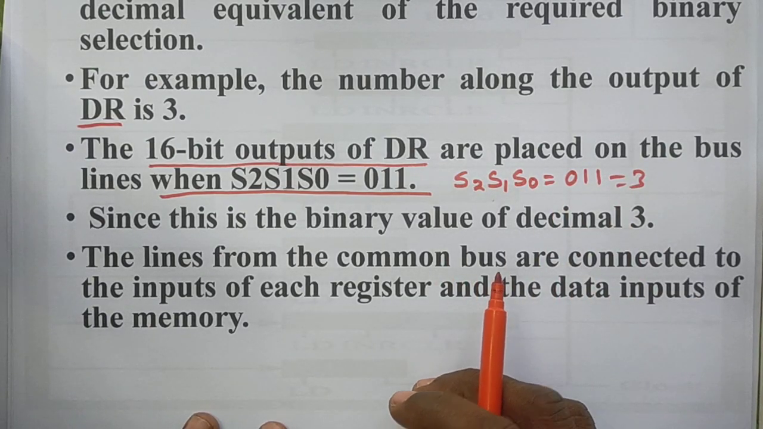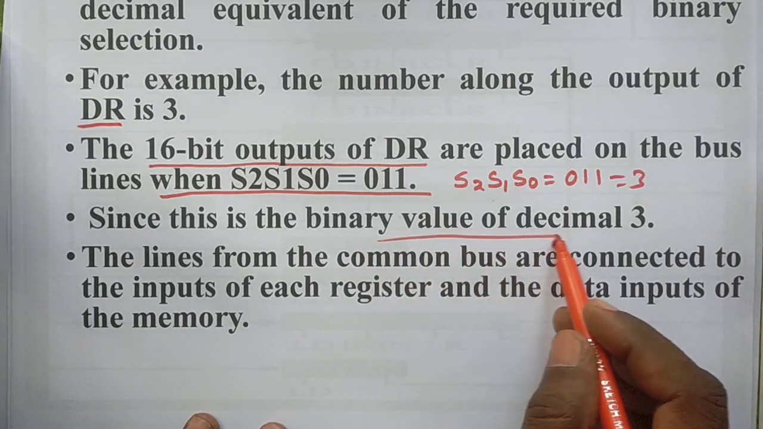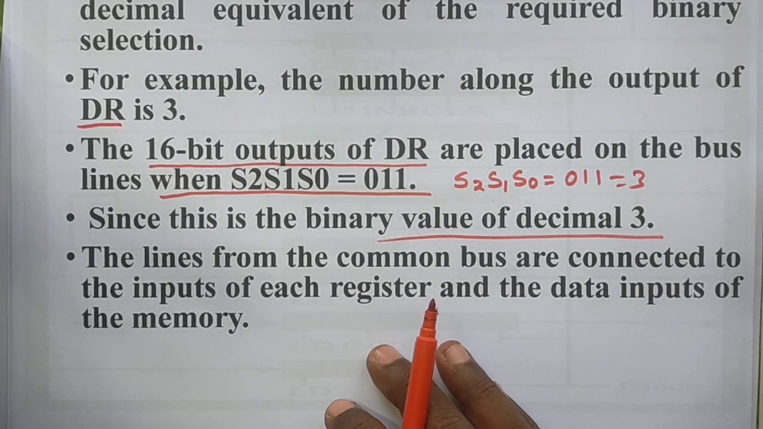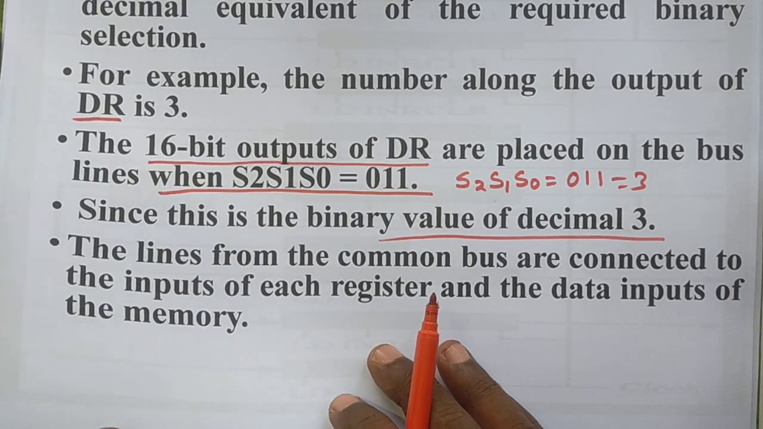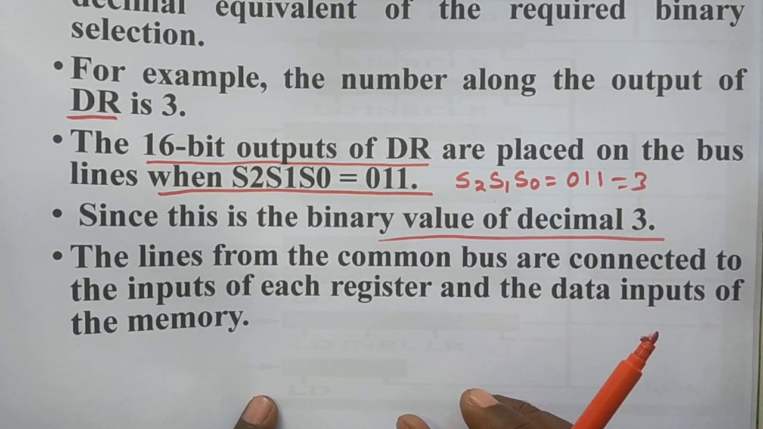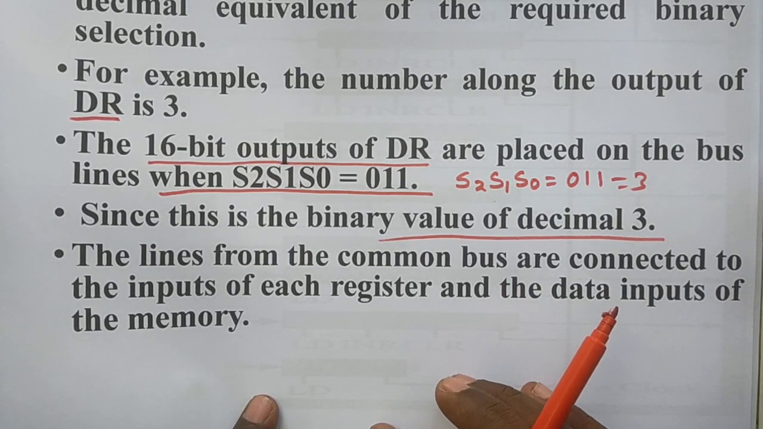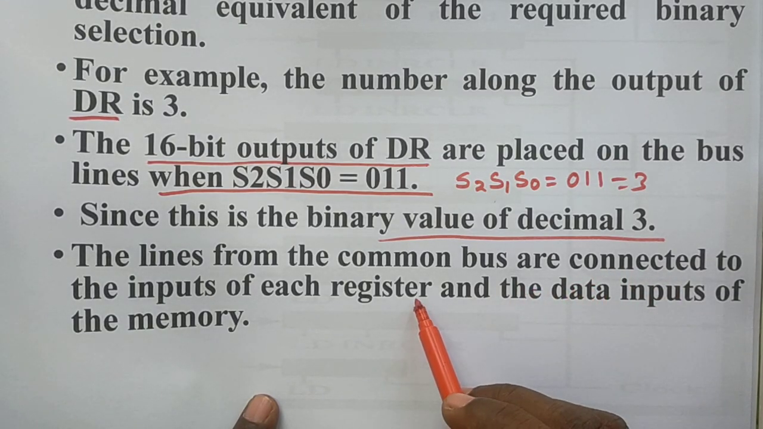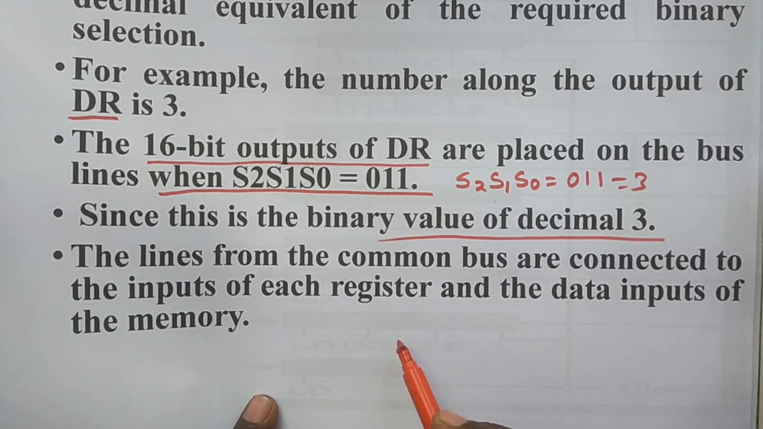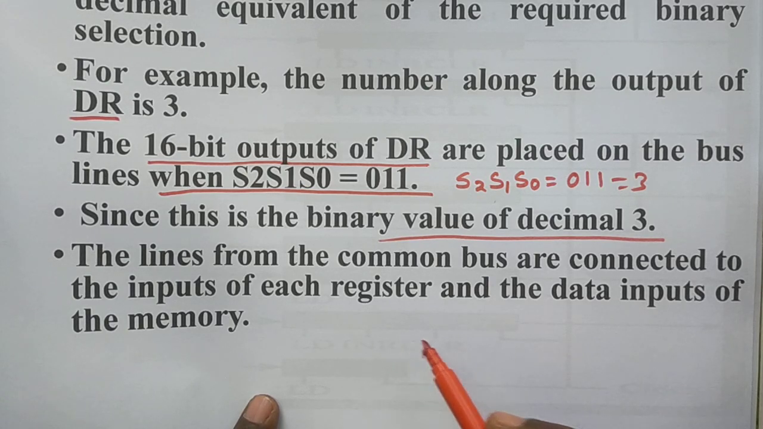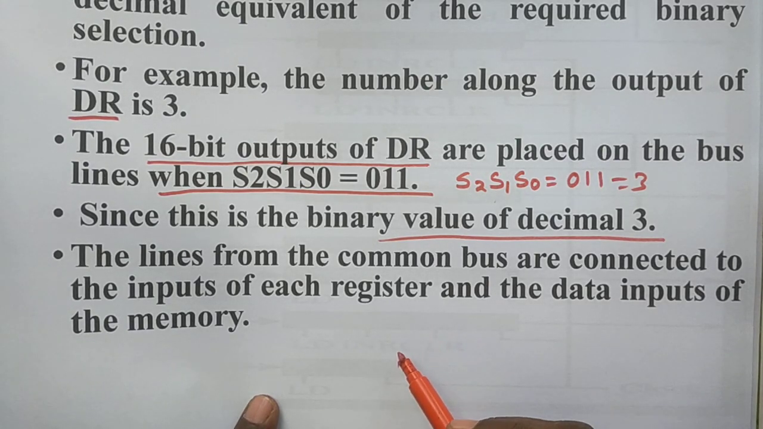I have already told that the binary form of this number is 3, and the lines from the common bus are connected to the inputs of each register and the data inputs of memory. That is what happens; it is connected in two ways. Each register, not all registers, but most of the registers are connected to the common bus. They receive data from the common bus and send data to the common bus, and each register receives data from memory and provides data to the memory.